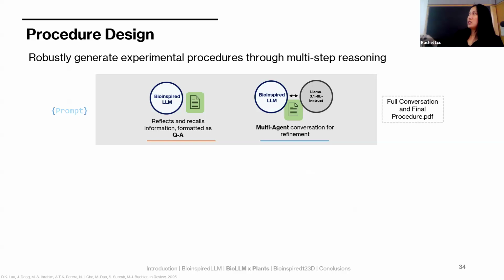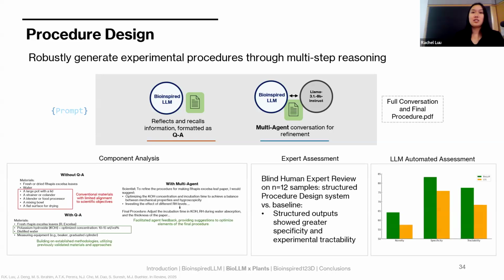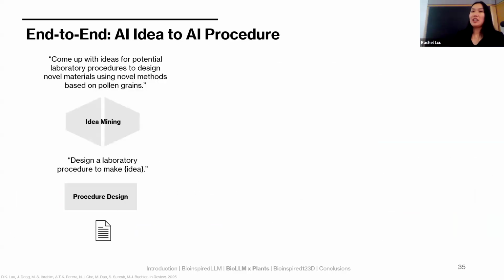It goes through multiple phases, where there's a phase of self-reflection, as well as a multi-agent refinement phase. And we do a good bit of analysis, as well as a blinded human review and automated assessment, to show why this works the way it does. But I'm going to move on for time's sake to show how we can combine these two protocols that we developed, and have the model generate autonomously from the idea to also the procedure, all in one go.